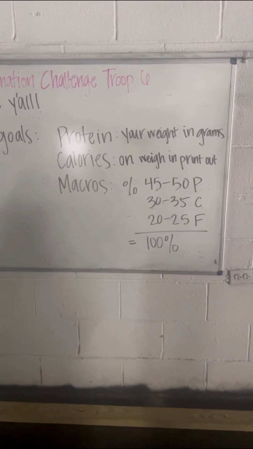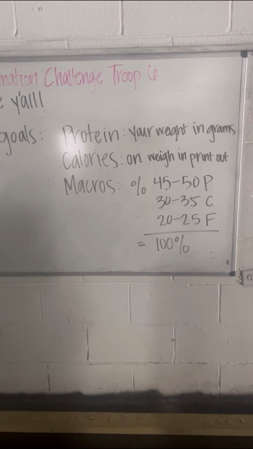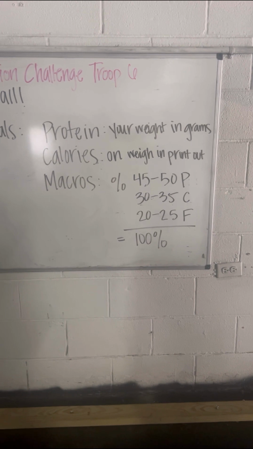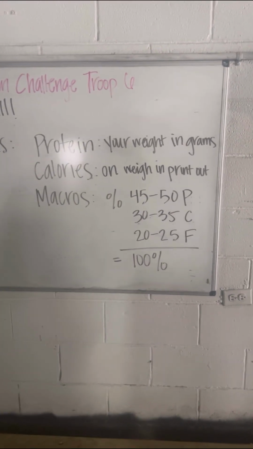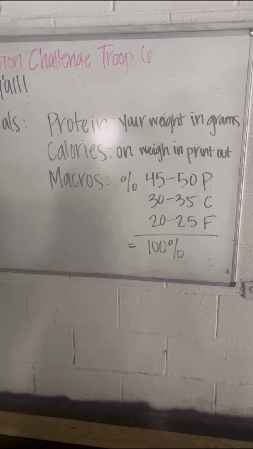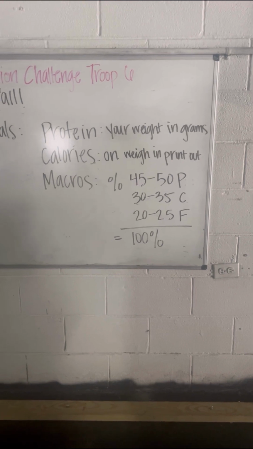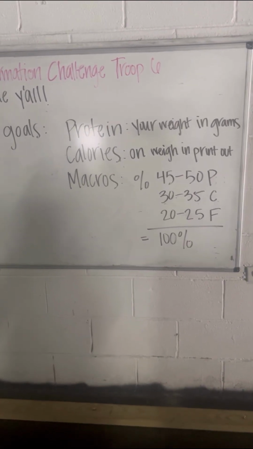So here it is, your goals. Your protein, that's your weight in grams. You weigh 150 pounds, you're eating 150 grams of protein. Your calories, you're going to get that number from your printout. That's your basal metabolic rate. And your macros, you have to set this up for yourself, and we're going to troubleshoot it to see where you feel your best. You should be able to recover and not feel so sore. You should be able to have energy in your workouts and be able to push and feel strong, okay?